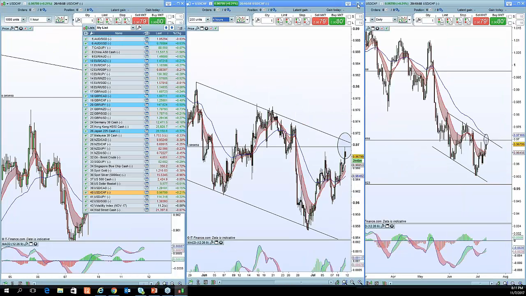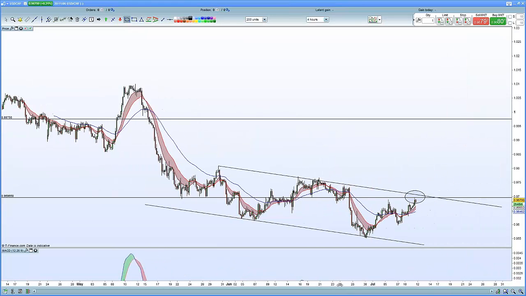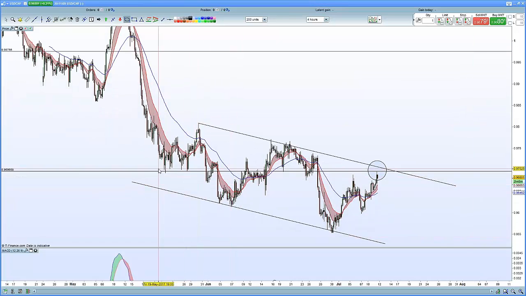Let's see the 4-hour chart. Yep, 4-hour is quite clear. I like this channel. It's a pretty nice channel actually. So you can see this 97 cents, very well defined. Support, support, support, support. Resistance here, resistance here, resistance here, support here, resistance here, and a potential resistance here.